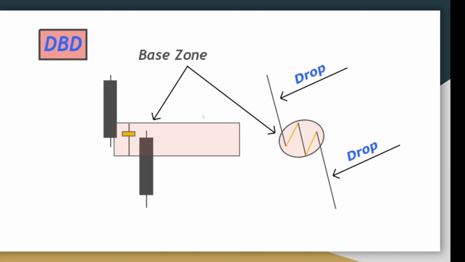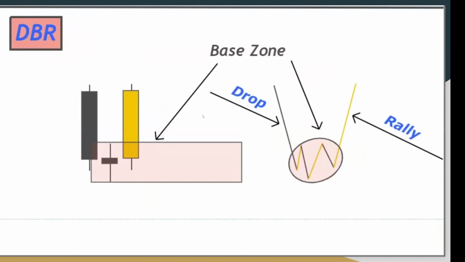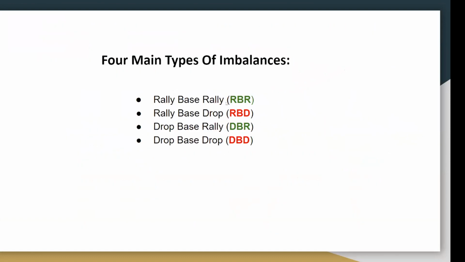So those are the four main ways to identify the imbalances. There's rally base rally, which is bullish. There's rally base drop, which is bearish. There's drop base rally, which is bullish. And then there's drop base drop, which is bearish.